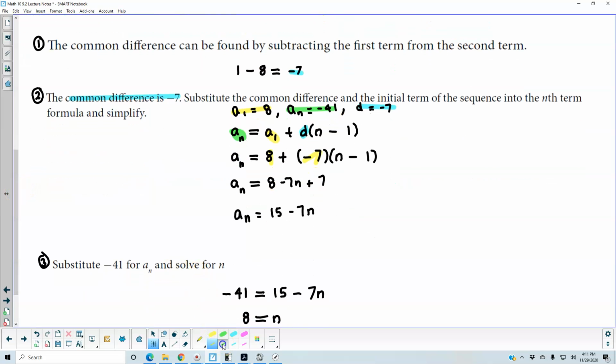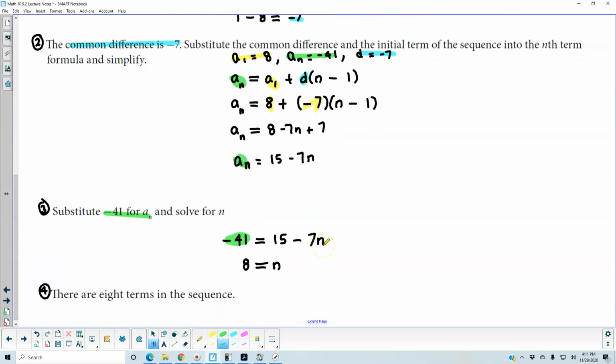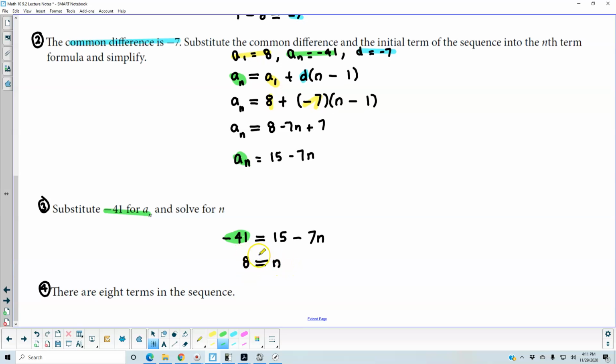Now, going back to what we stated before, a subscript n is the nth term, and the nth term was -41. So in order to solve for n, we're now going to replace this a subscript n with -41, and then we have our formula 15 minus 7n. And so the next step is to solve for n by first subtracting 15 from both sides, and that's going to give us -56, and then we're going to divide by -7, so -56 divided by -7 gives us +8, so n is equal to 8.